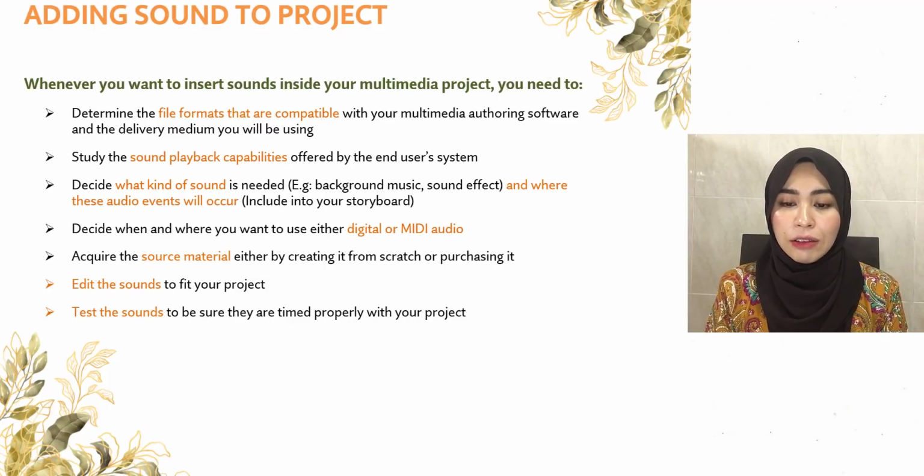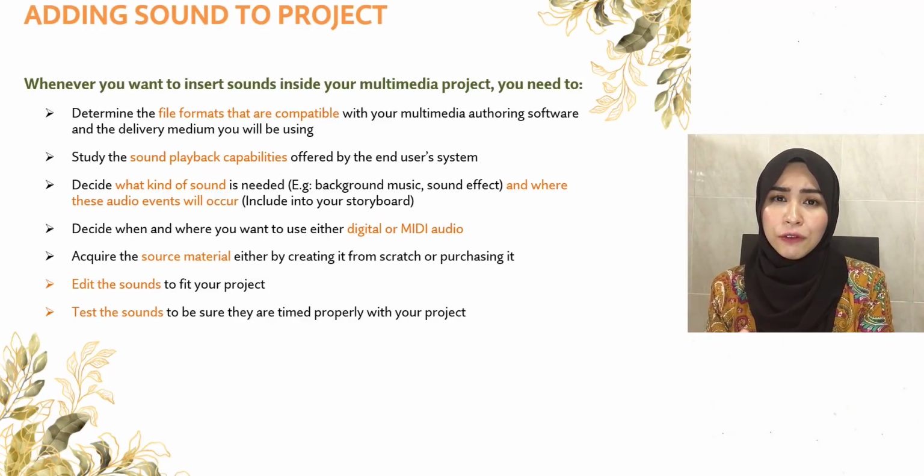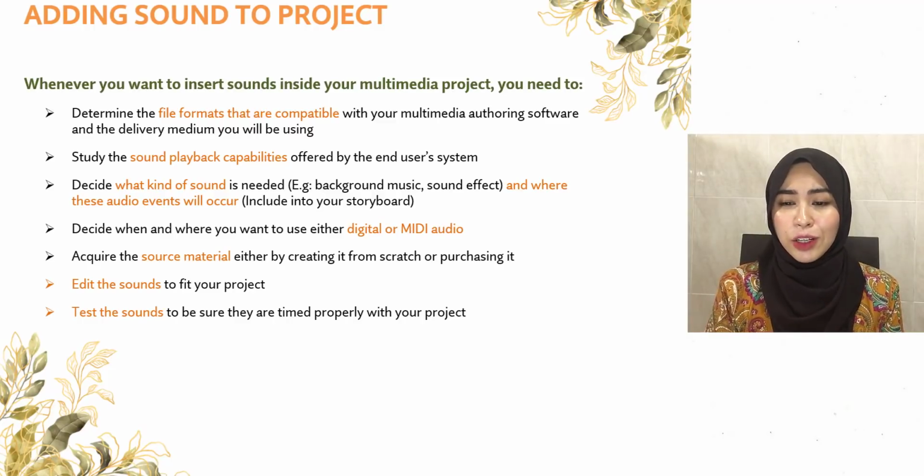Next thing, decide what kind of sound is needed and where these audio events will occur. So if you want to place sound inside your video project, keep in mind what kind of sound you want. Let's say I want to put in background music. What kind? A happy music? A sad music? And where will these audio events occur? Maybe at the front of your video, at the back, or while people are singing. You can include this inside your storyboard and plan out where you want to place your audio. Also, you can decide when and where you want to use either digital or MIDI audio.